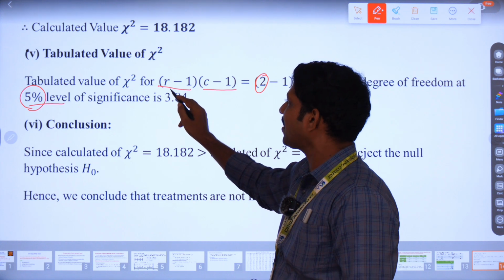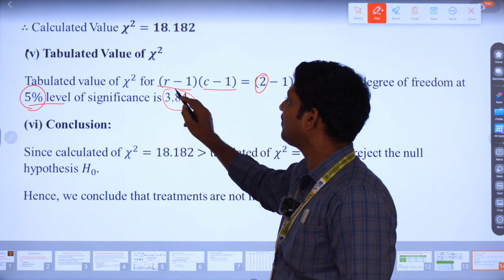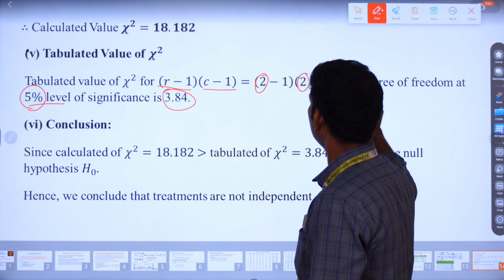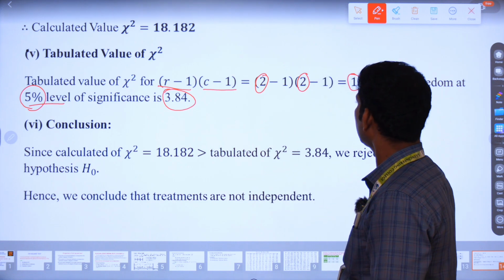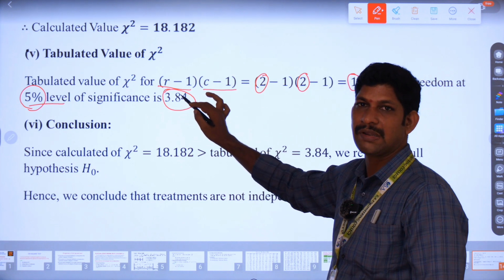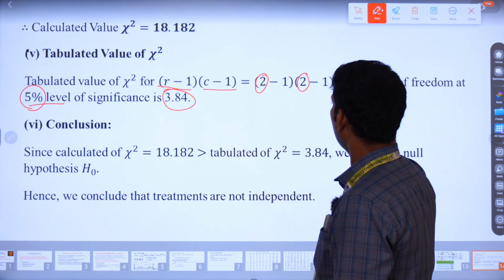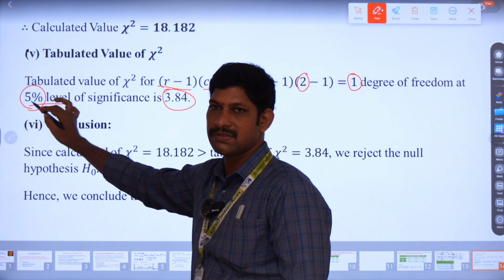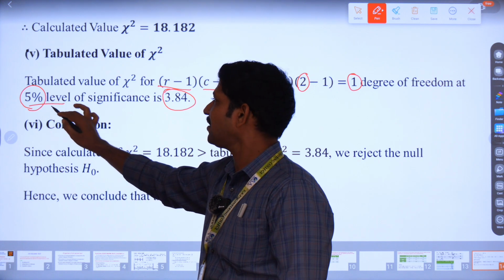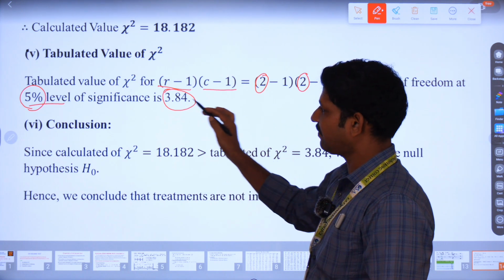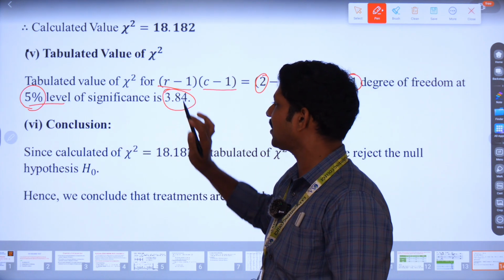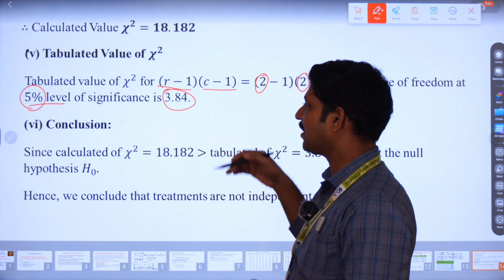So at the 5% level of significance, the table value for one degree of freedom is 3.84. This is not fixed; for different degrees of freedom, and for different percentage levels of significance, the value will differ. Since it is one degree of freedom at the 5% level, the value is 3.84. Now we can get the conclusion.